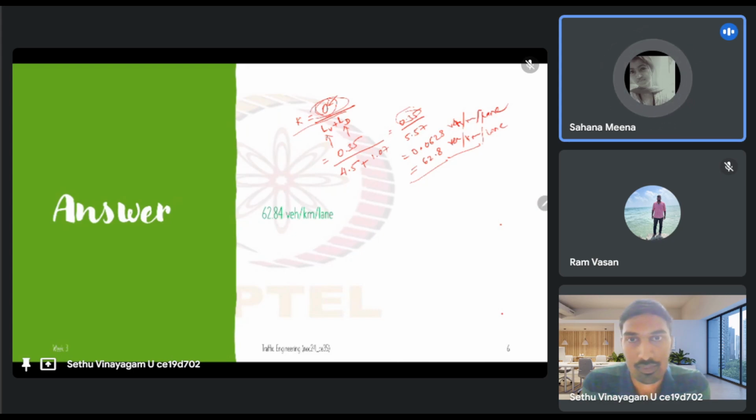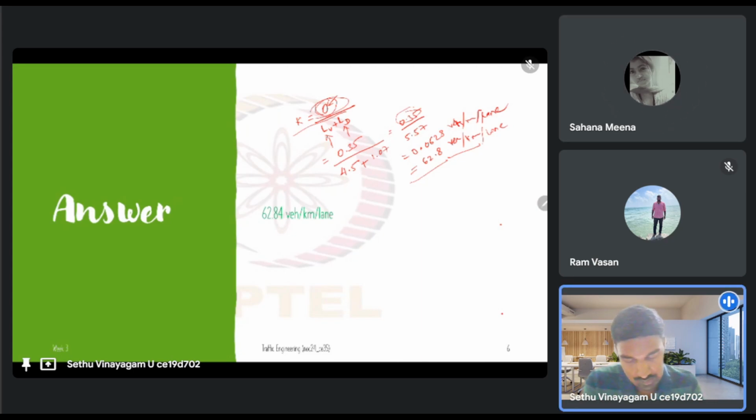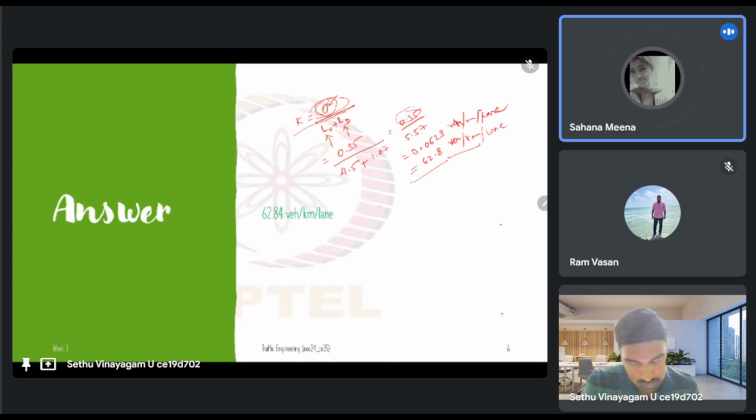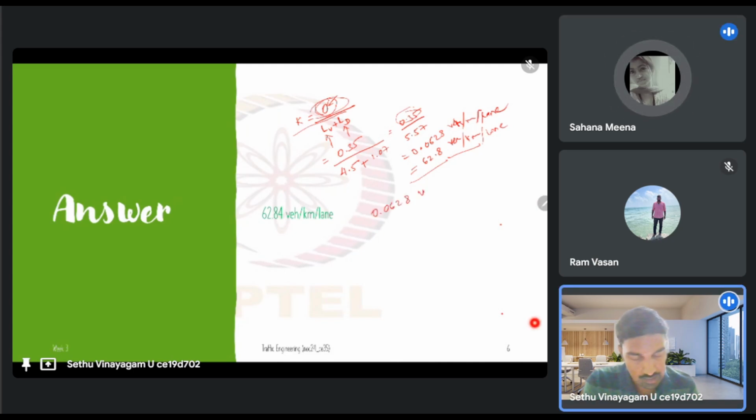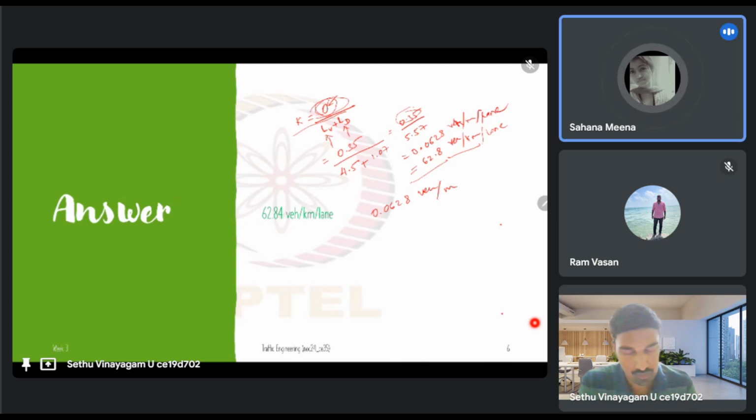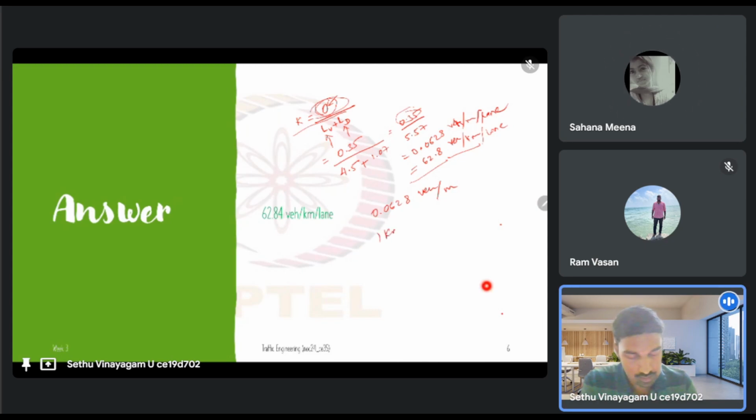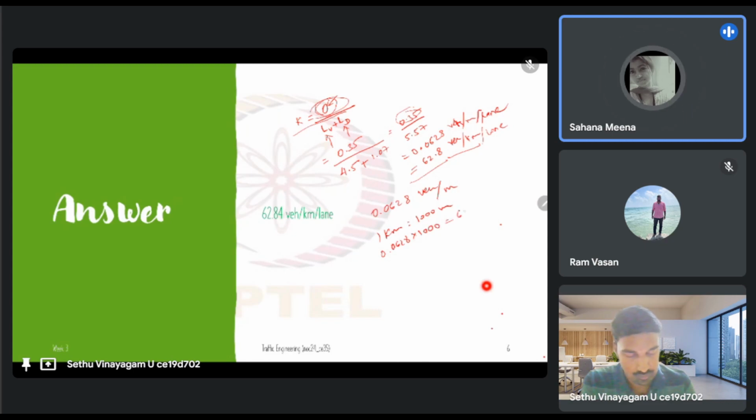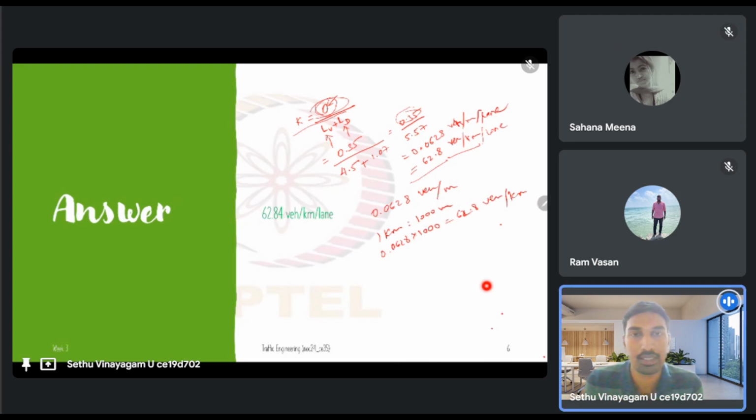Sir, what did you do to convert it to 62.8? Yeah, I just multiplied it by 1,000. Why? Because 0.0628 is vehicles per meter, right? So in 1 meter, it is 0.0628 vehicles. If you want it in 1 kilometer, and 1 kilometer is 1,000 meters, we have to multiply this by 1,000 to get it in vehicles per kilometer. Okay, sir, so you just converted it from meters to kilometers by multiplying by 1,000. Okay, any other questions?